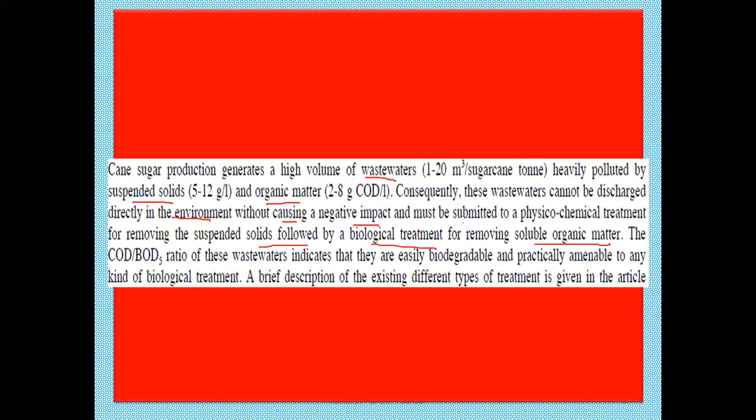So, with this main sentence you have understood. Generally, sugarcane production generates a very huge amount of wastewater, and it is also polluted by suspended solids and organic matter. At the same time, these are heavily polluted, so this water should not be discharged into the environment directly without causing any negative impact. We have to remove the suspended solids, followed by biological treatment, and then dispose into the environment.